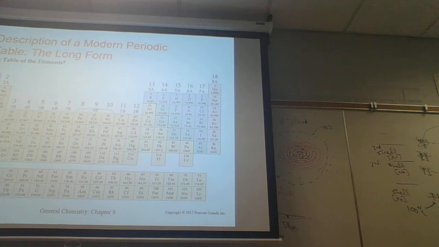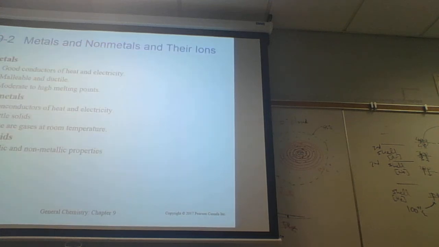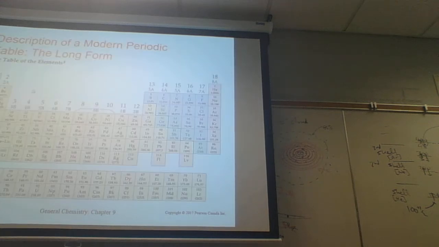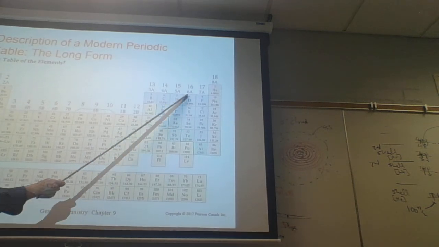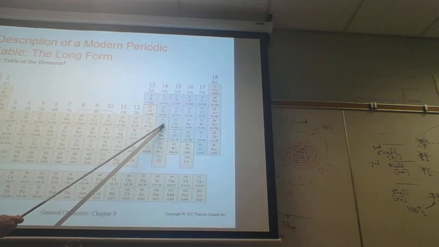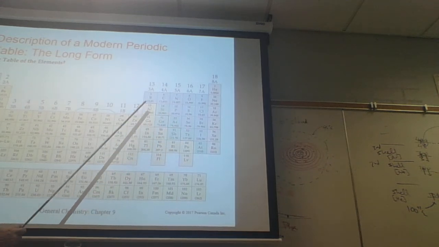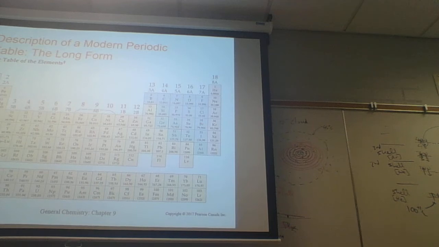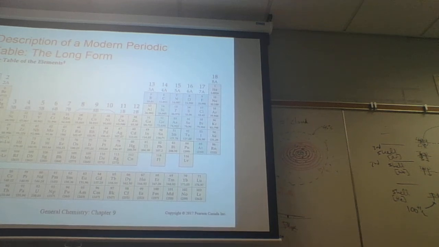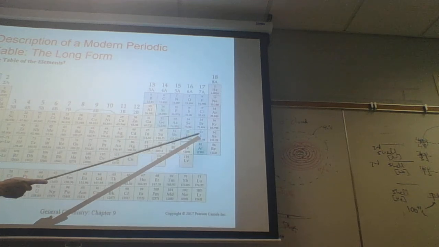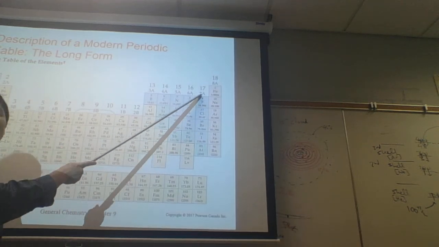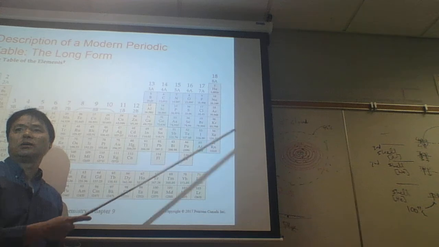That was the long form of the periodic table. We divide this into metals, nonmetals, and metalloids. The metals are this color, the nonmetals are over here, and the metalloids are these green ones here. The metals all have similar properties. Metals are reducers, they give up electrons. Nonmetals are typically oxidizers, they take electrons, unless you're a noble gas. If you're a noble gas, you're stable.